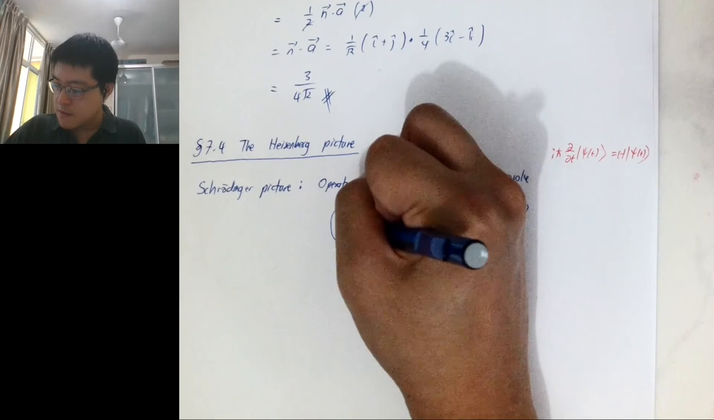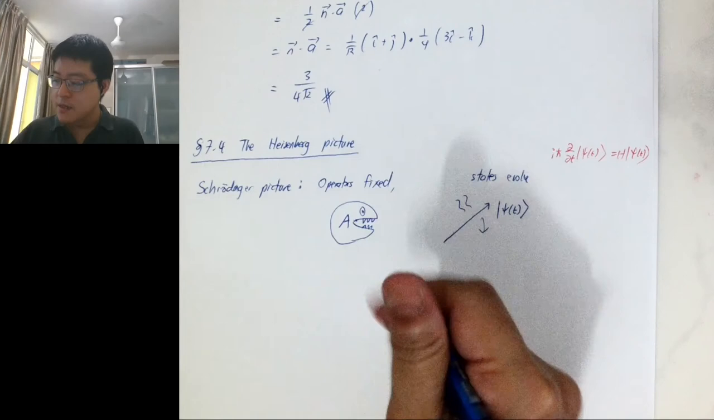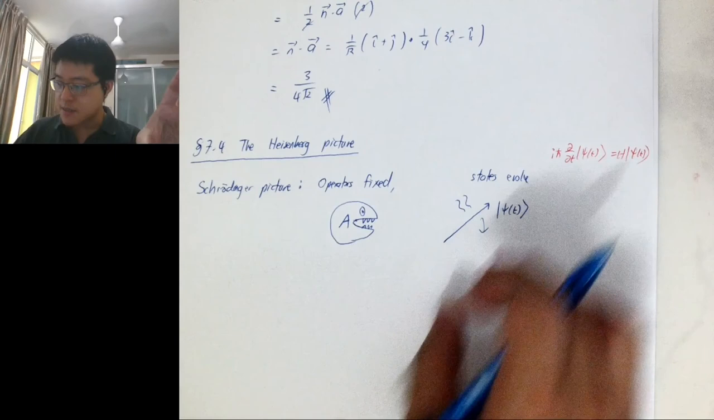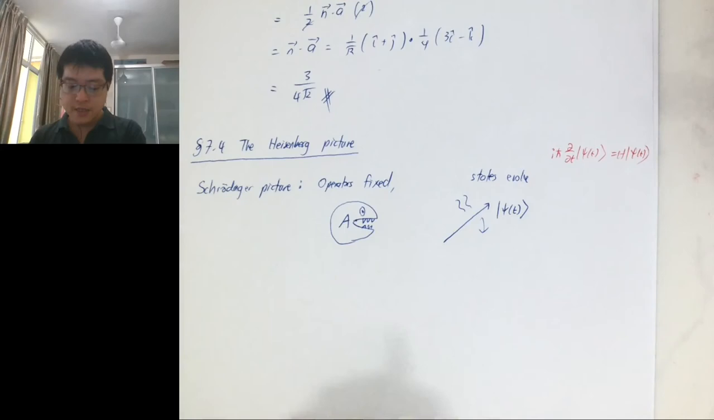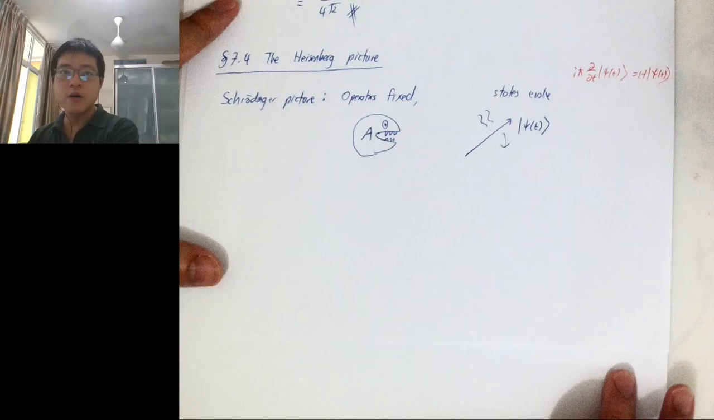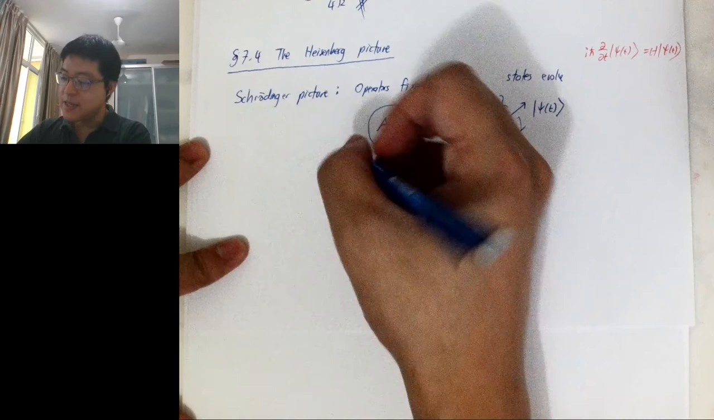So this is an operator, and this is fixed. The formula for an operator is fixed. We are changing the state in time, and then we calculate all the expectation values and all those things. What we want to study right now, actually we won't go into much detail, just a short part towards the end of the semester, is the Heisenberg picture.